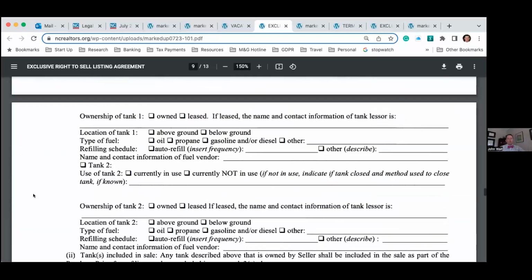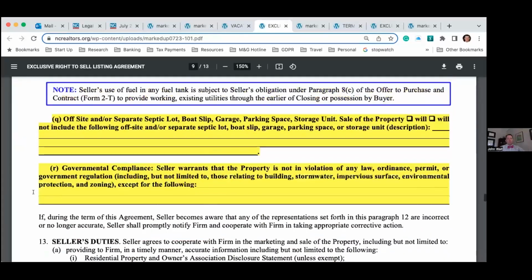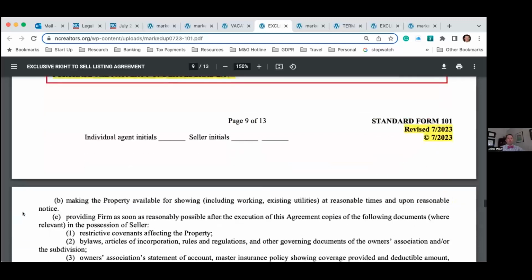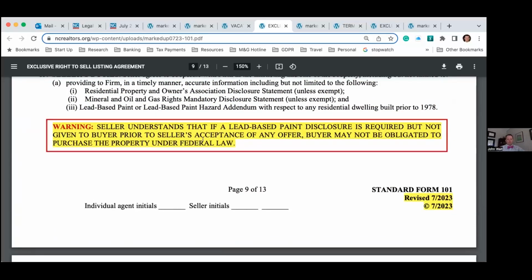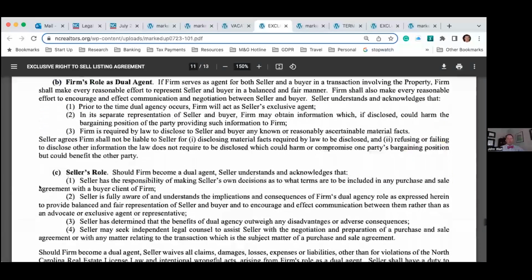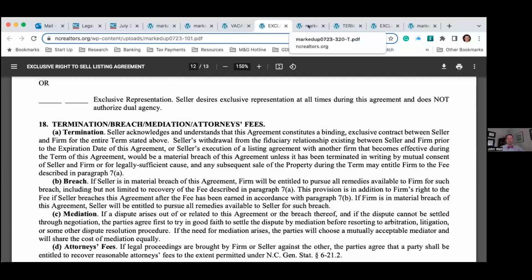As we continue down in Form 101, we have 2 new paragraphs here, one for the offsite or separate septic, lot, boat slip, etc., and one for governmental compliance. All right. And here, once again, we put it in twice, trying to look out for you guys. Lead-based paint warning for the seller. And that is it for Form 101.